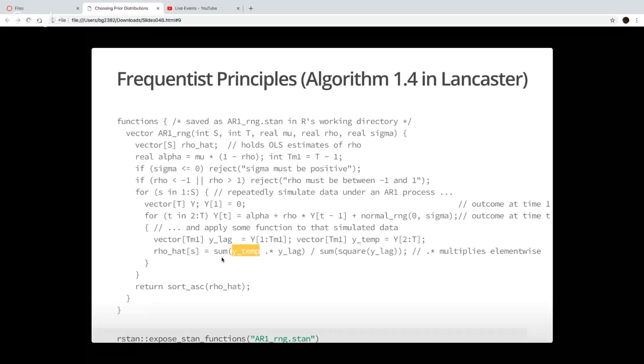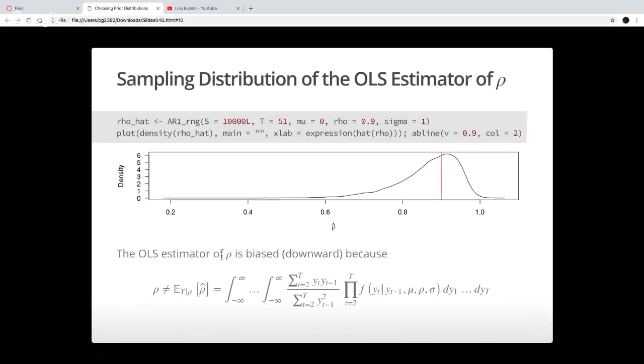Okay, so we can expose that to our R session using rstan expose stan functions. Call it, we want 10,000 simulations, 51 time periods. Rho is 0.9. We get back very quickly a collection of point estimates that we can plot the density of. And so this is a probability distribution, a PDF of an estimator, of a frequentist point estimator. And this is really the essence of frequentism, establishing that the properties of this estimate are good across 10,000, or whatever seems like a big number, of simulated data sets.